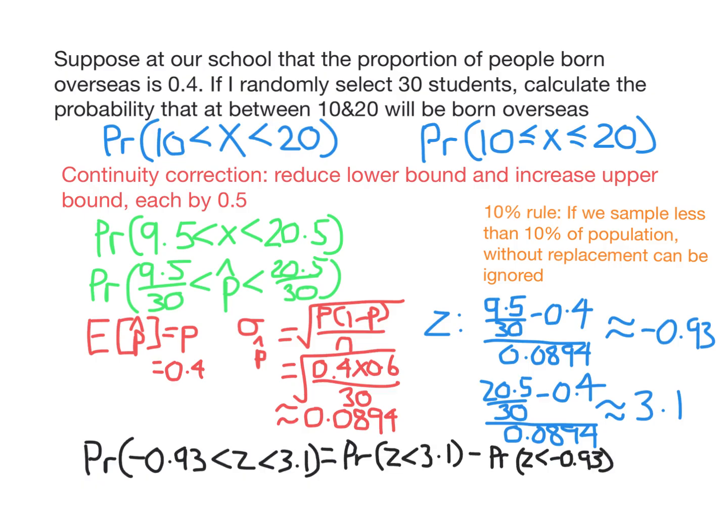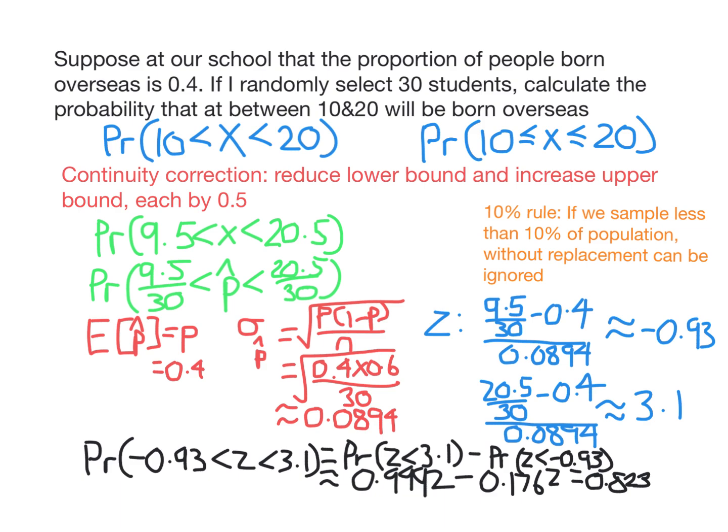Using either a table or technology, it's approximately 0.9992 for the first. The second one's about 0.1762. So we end up with about 0.823. So there's about an 82.3% chance that I will have between 10 and 20 students born overseas in my sample.